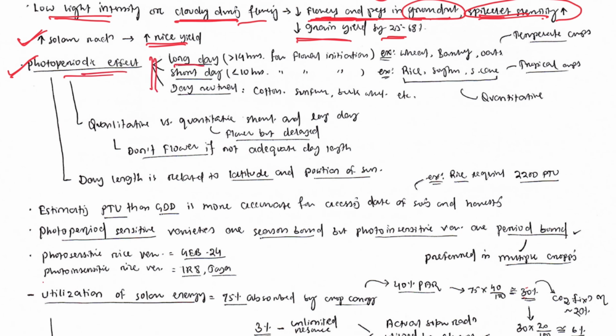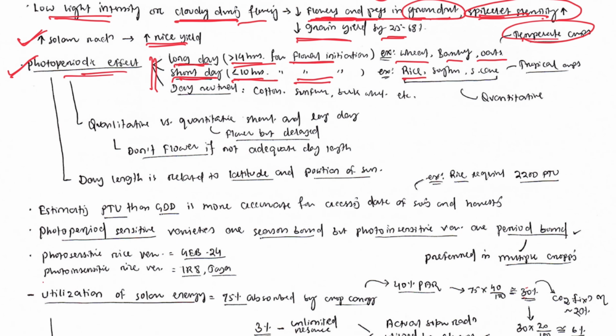Long day plants are those plants which require more than 14 hours of day length for floral initiation. For example, wheat, barley, oat. These are long day plants, and most of the temperate crops are long day plants. Short day plants require less than 10 hours in a day for floral initiation. If the duration of solar radiation in a day goes beyond 10 or 12 hours, then there will be no flowering.